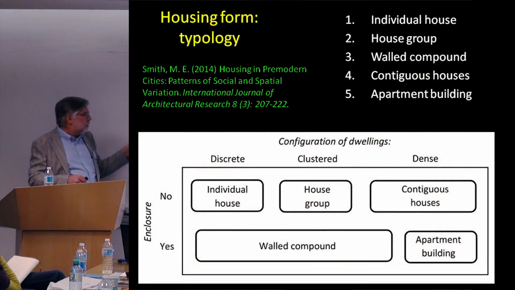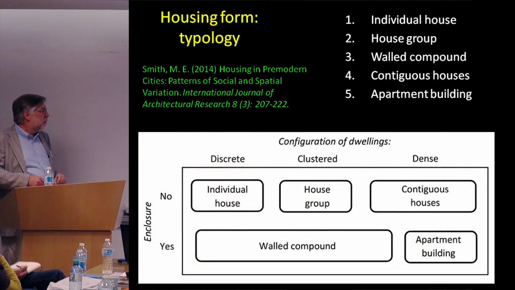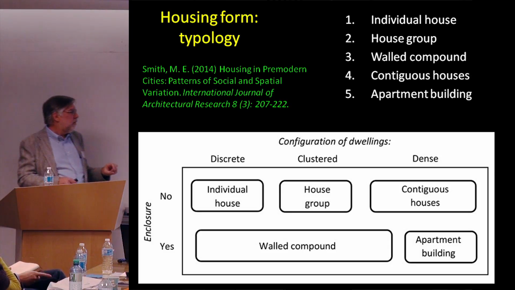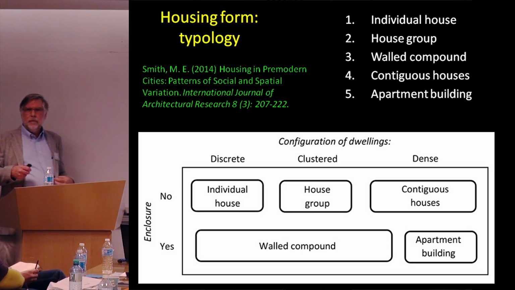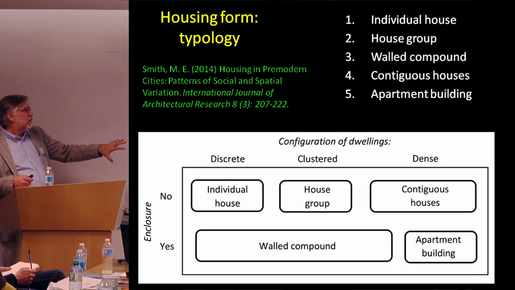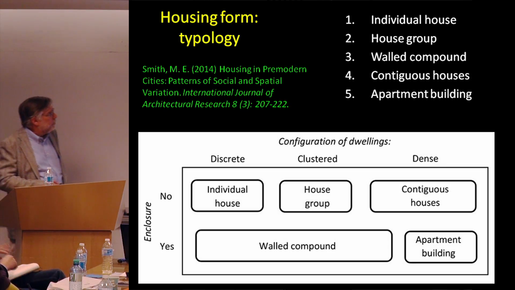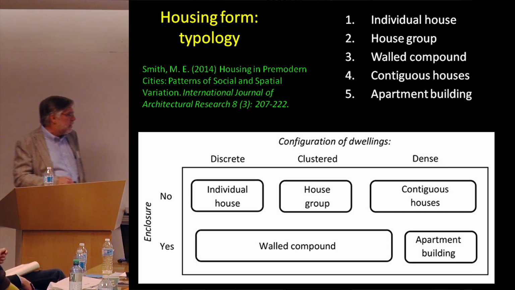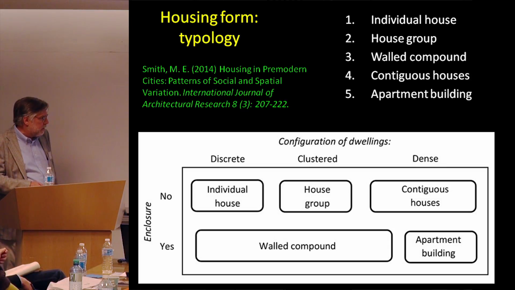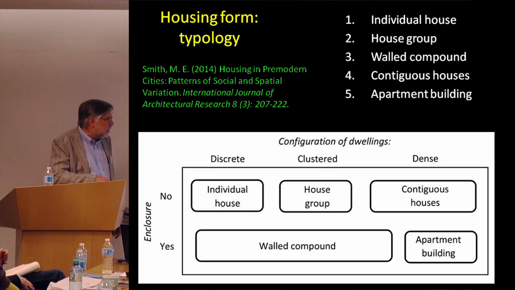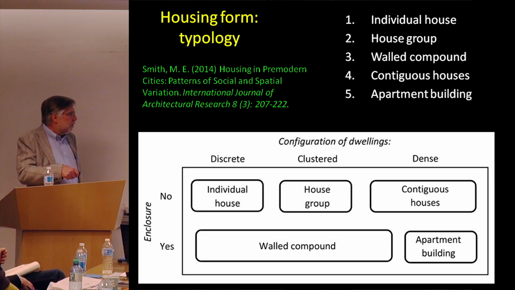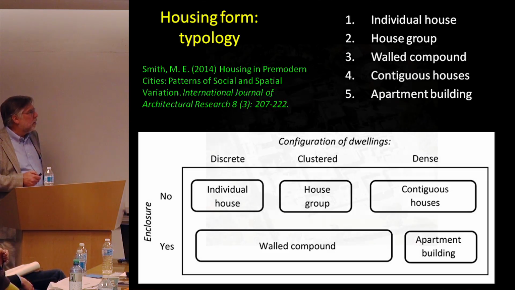Anyway, housing form. This is a paper I just published, Housing in Pre-Modern Cities. Basically, I start off with a typology: individual house group, contiguous houses, walled compound, and apartment building, based on how dwellings are configured and whether you have an enclosed unit or not.